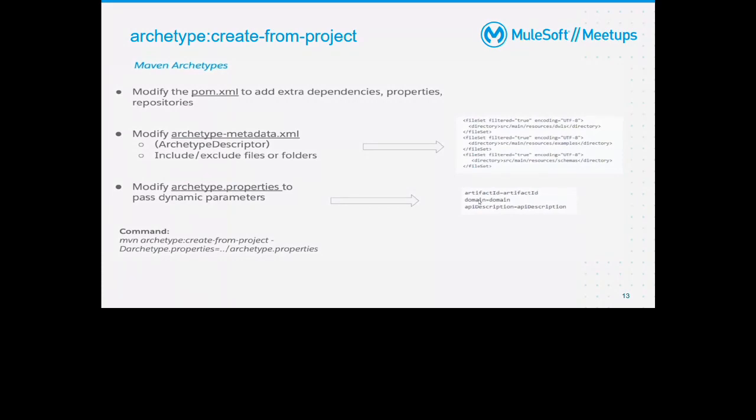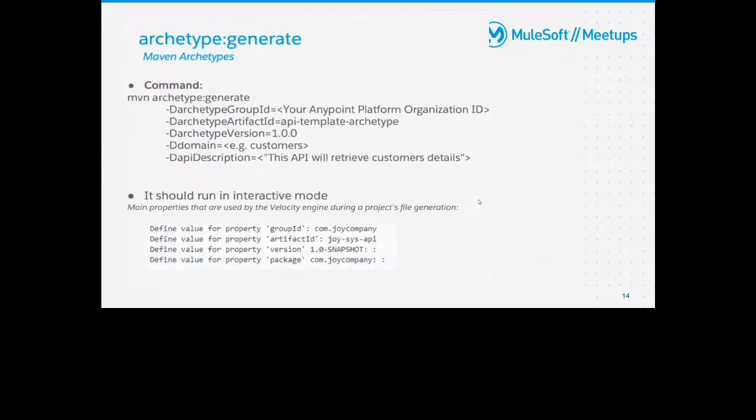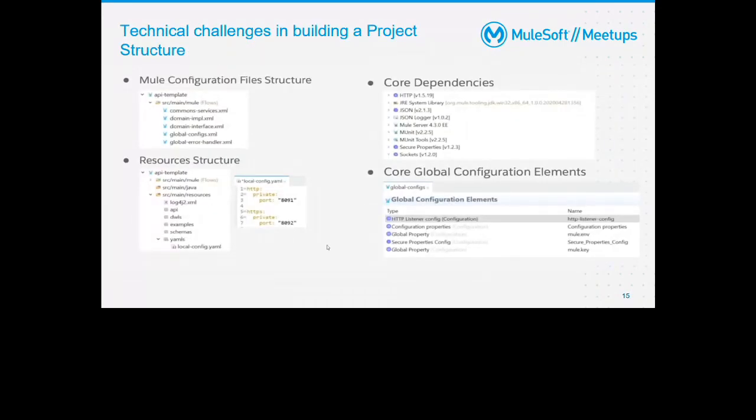Basically we won't be making a single archetype. Every time you name the domain, everything in the project will be changed according to that domain. You give the command and it will run in an interactive mode, and it will ask what your API property should say. So these are the basic things we can change.